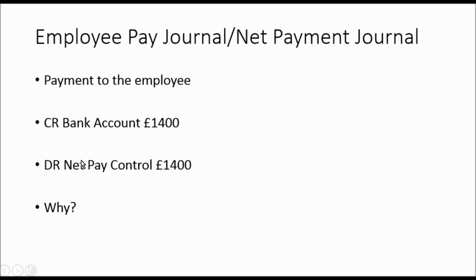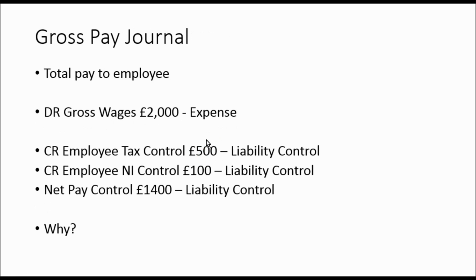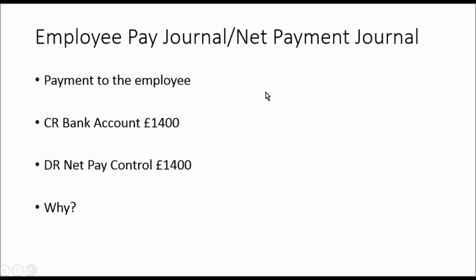And we debit the net pay control, £1,400, and hallelujah, it balances, it brings this control account to zero. So we owed our employee £1,400. It was a liability account. We owed that to the employee, and now that has been paid, it's been cleared, that account is cleared, and there's nothing left in that liability account.